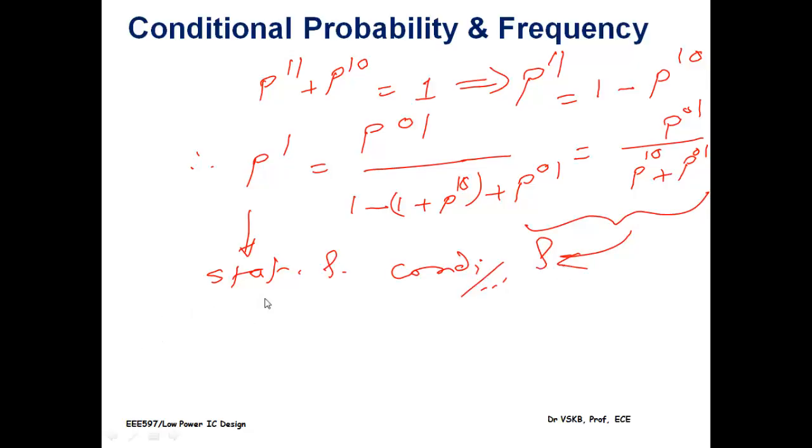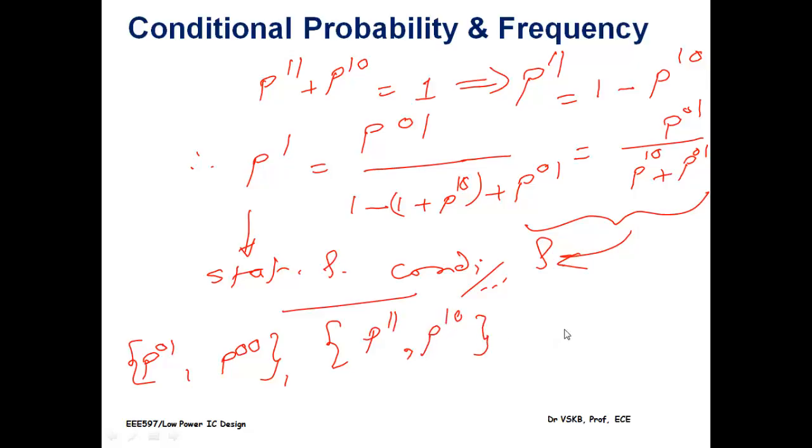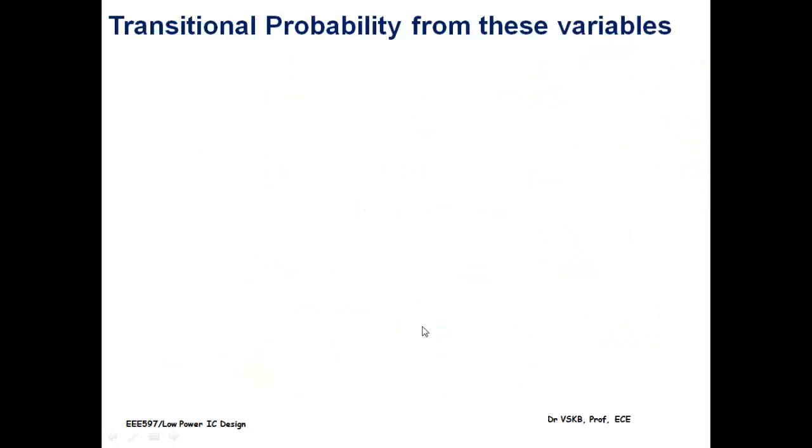So given with the states as P01, P00, which is the first set. Next state could be P11, P10, and the third set as P1, P0. We could go for defining any particular state, the probabilistic conditions. Using them, how we go for calculating the transitional probability from these 4 variables.